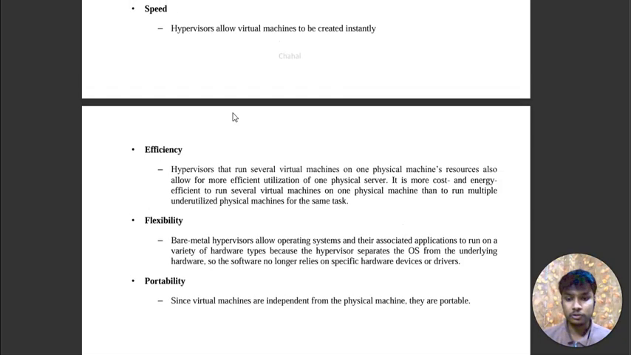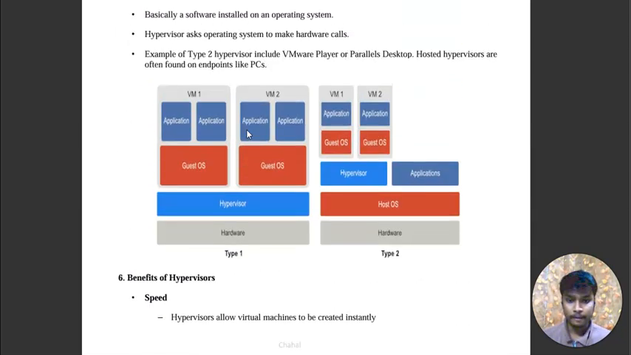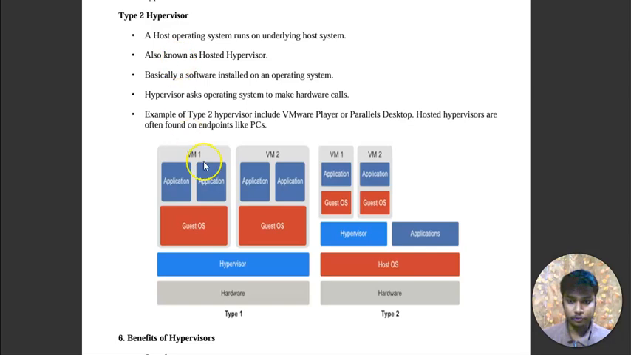Talking about the efficiency of a hypervisor, it runs several virtual machines on a physical machine's resources. It also allows for more efficient utilization of one physical server. It is more cost and energy efficient to run several virtual machines on a physical machine than to run multiple underutilized physical machines for the same task. So these are the four benefits of hypervisor, and these are the types of hypervisors.